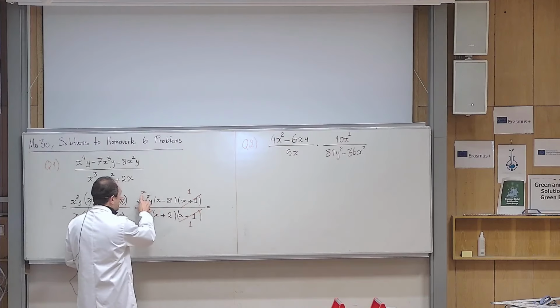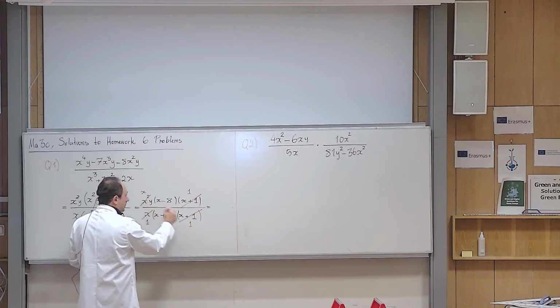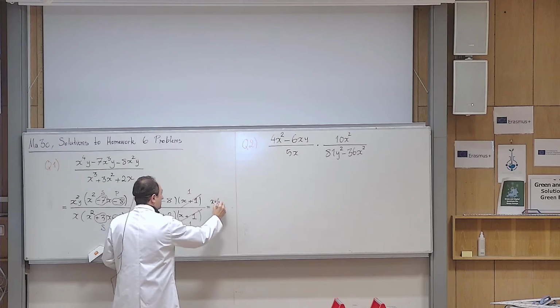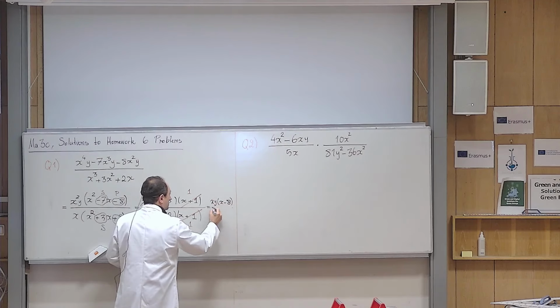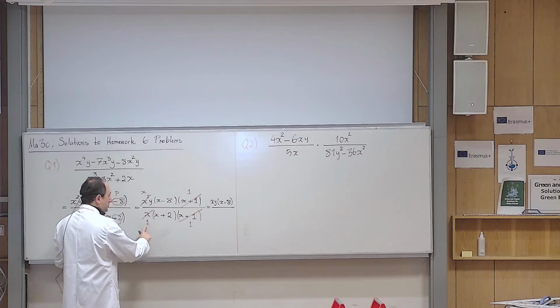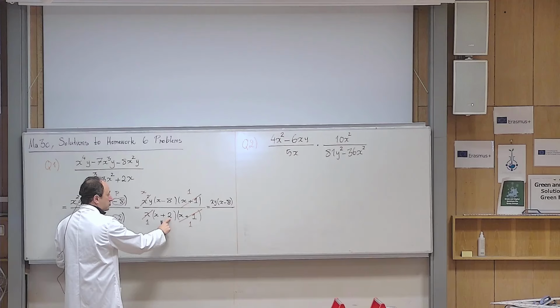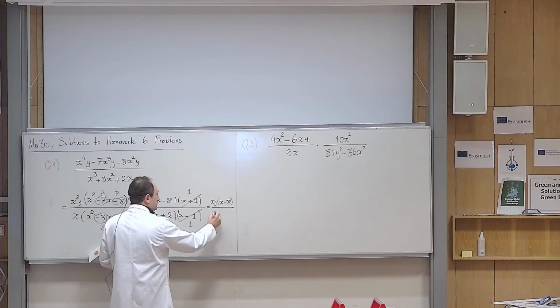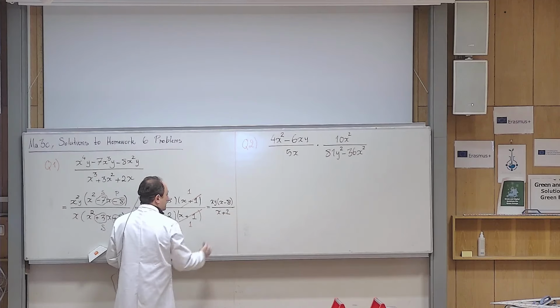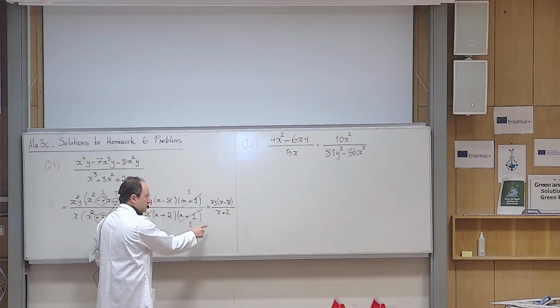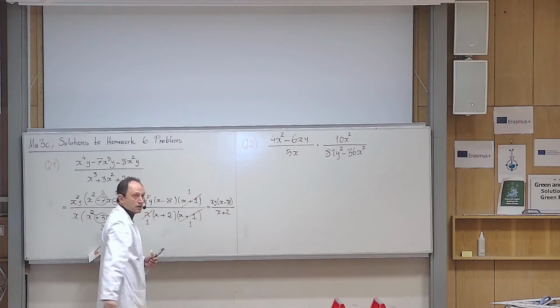It becomes x times x, x times y, times x minus 8, divided by 1 times x plus 2 times 1, so it becomes x plus 2, and because that's the only one, I don't need to put a pair of brackets, just x plus 2. But that is extremely important to understand. This is the end. You are not allowed to simplify this x with that x.